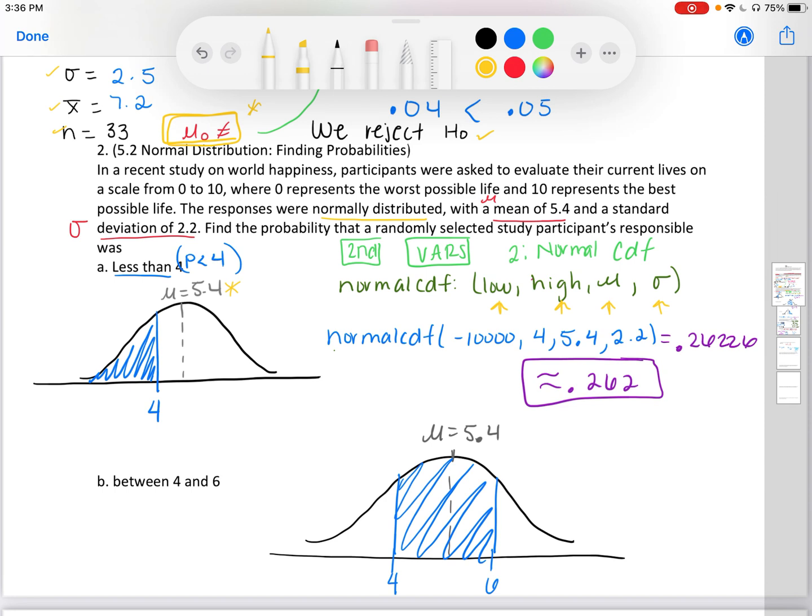Now for us, we see that we want all of this information, and theoretically it goes down to infinity. So our lowest point is just a really big negative number. You can add as many zeros as you like. And our highest point is at 4. So we enter negative 10,000, then 4, followed by our mean and our standard deviation. And that gives us our proportion.